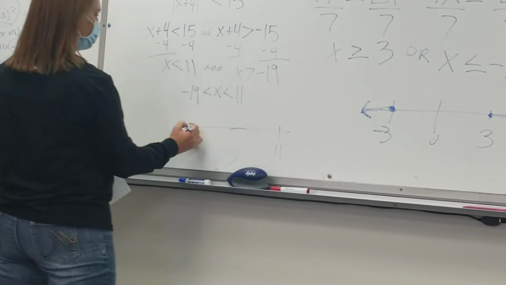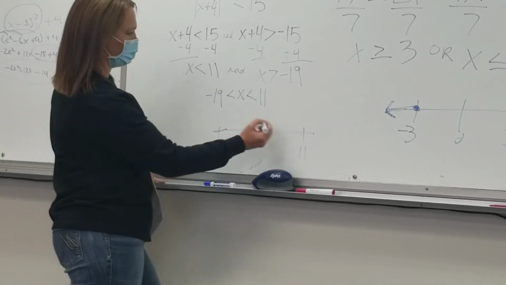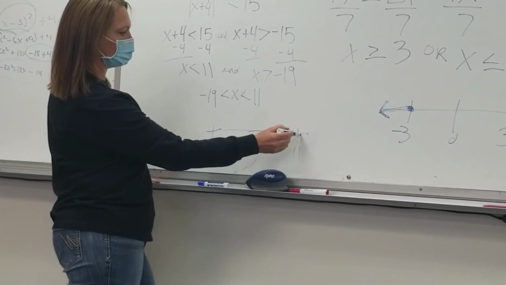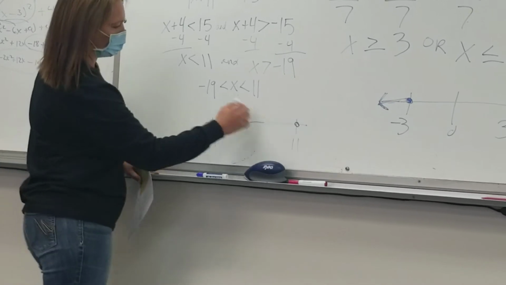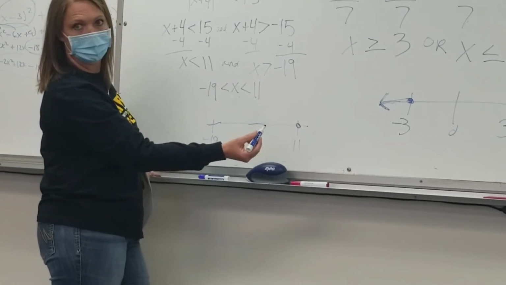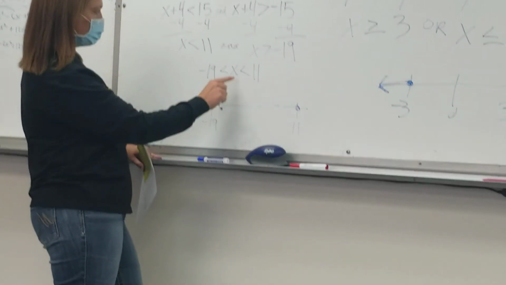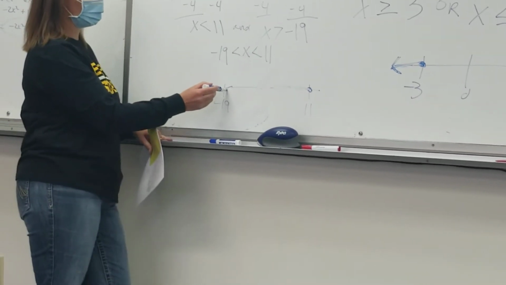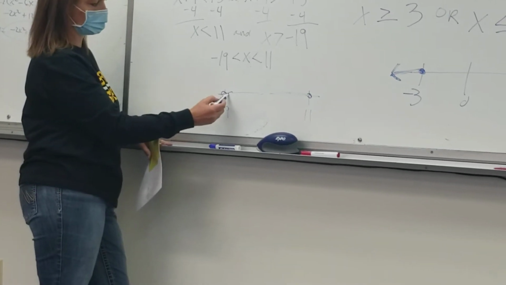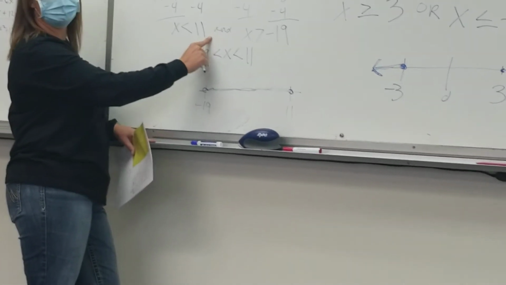We have 11 over here and negative 19 somewhere down here. X is less than 11. What's my circle going to be? Open, because it's not equal to. And we're less than 11, so what direction are we going? To the left. And x is greater than negative 19. What goes right here? The open circle and then to the right. So does my graph come together? Yes. Is that what it does in an and? Right. Okay, one more I'm going to help do up here.